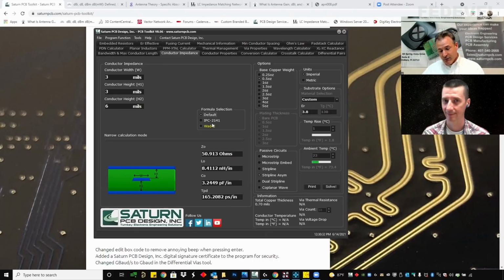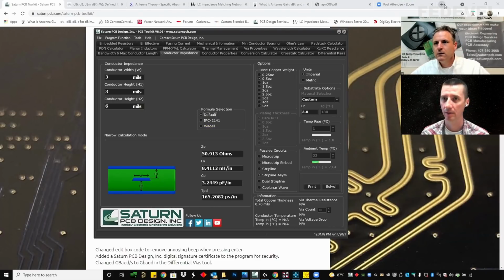And so I've also modeled the IPC and the Waddell, and I find them to be off. Not off all the time. And this is the weird thing. This is why I put all three of them in there, because according to my chart, and I measured this against Sonnet, which I believe to be a gold standard. Sonnet is an EM simulator that I own, and I can measure.